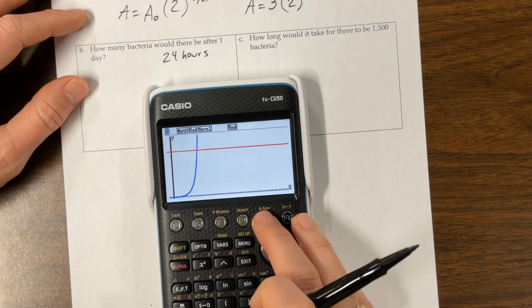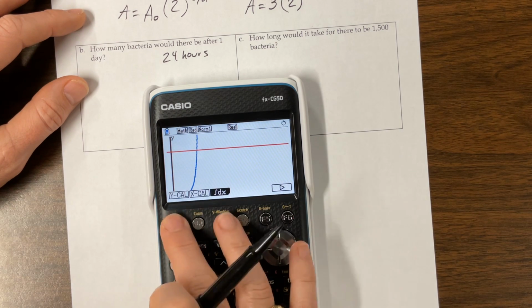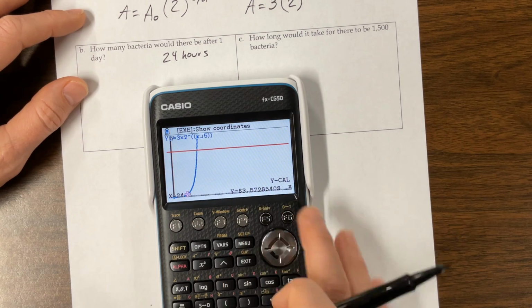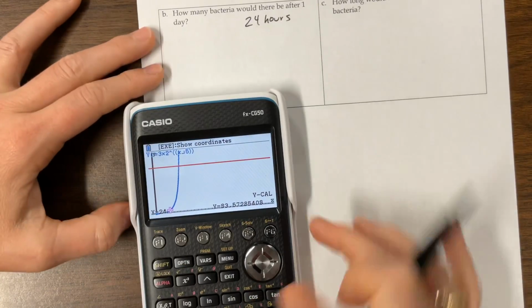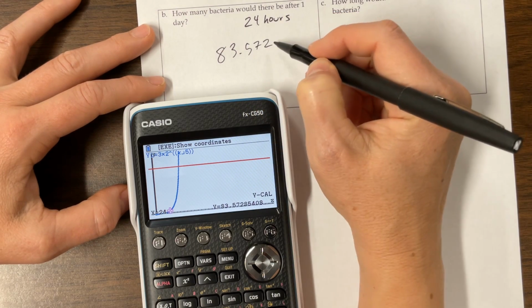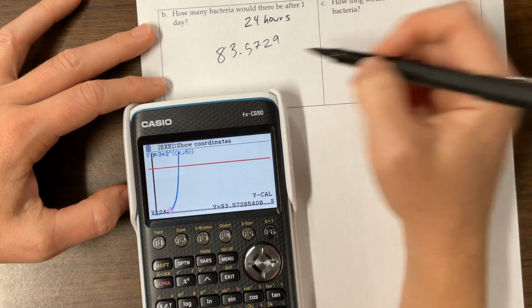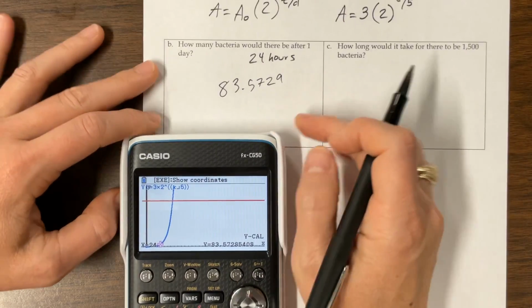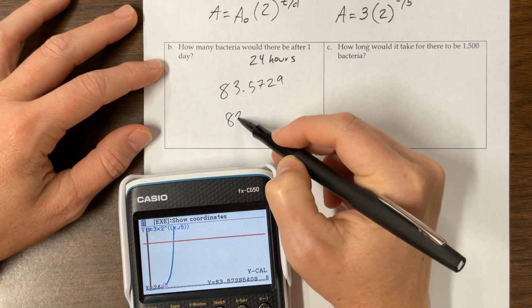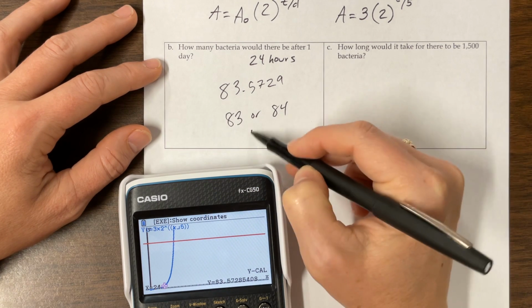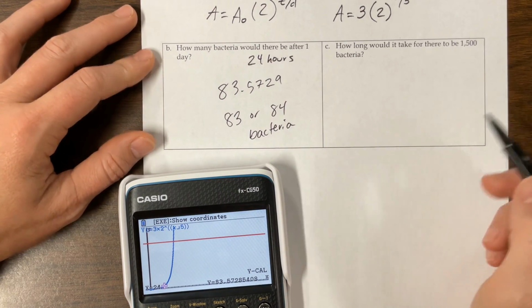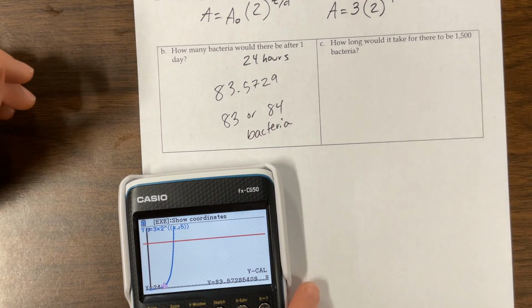So the first thing, to answer the first question, I'm going to do G solve y cal. Yes, that's the equation I want, 24. And so I see at 24 hours, I'm going to have 83.5729 bacteria, but that doesn't make sense. Bacteria don't come in parts, I think. We would have a whole bacteria or not. So I could see an argument for 83 or 84 bacteria. I would probably accept either answer, but let me talk to Miss Bellish and see what she's going to do so that we can be on the same page.